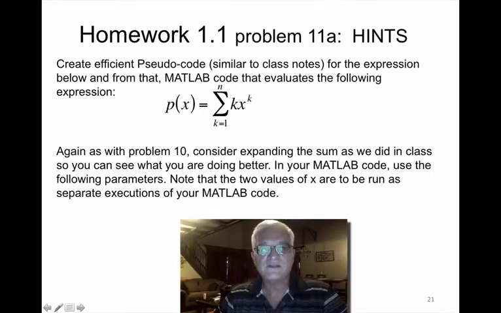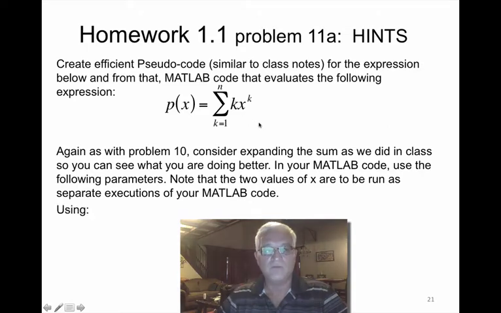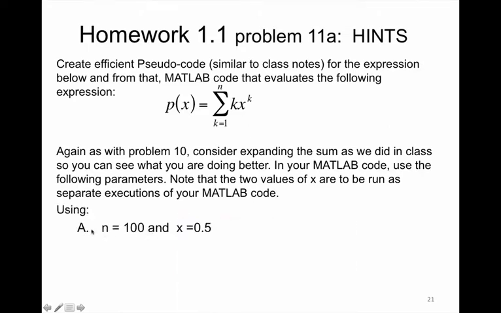Now let's take a look at some hints for problem 11a. There really isn't too much difference between this problem and problem 10. You're going to do the same thing. You don't need a and b vectors like you did there, but you do need a value of x, and we are asking to run this twice, one with x equals 0.5 and one with x equals 1.5. So your first problem is let n equal 100 and x equals 0.5, and then we will let n continue to be 100 and x will be equal to 1.5.